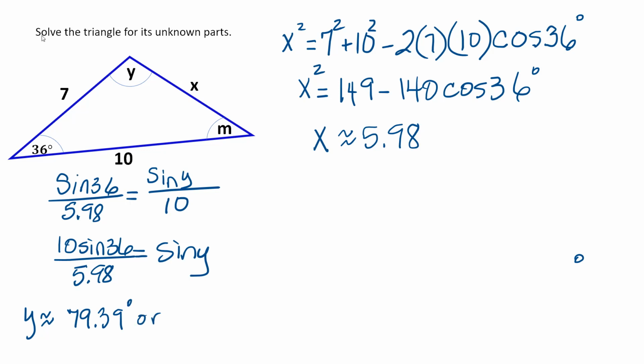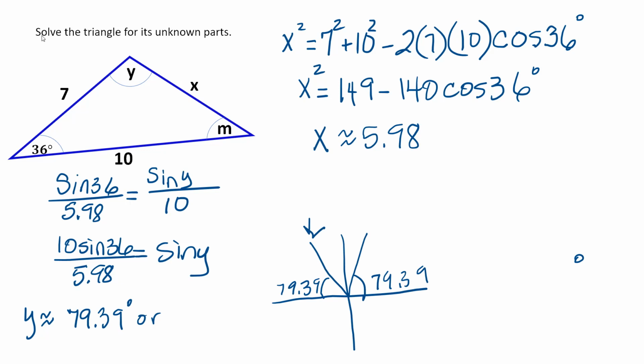Now remember that 79.39 is not the only angle that has that sine. This other one does too. That's 180 minus 79.39, which is 100.61. So that is another possibility for y, and we can't completely say that it is not a possibility. So remember, whenever you're using inverse sine to figure out an angle, you have to take into account that it could be the acute angle or it could be the obtuse angle.